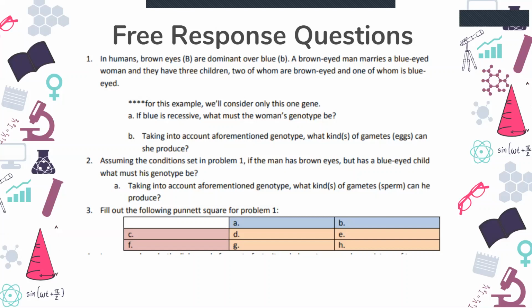These types of free response questions always appear. I've never seen a test that doesn't ask you for a Punnett square. I've never seen a test that doesn't give you a situation and ask you for the genotype, gamete, or phenotype. The reason I'm telling you this is because for tryouts, please expect these types of problems.